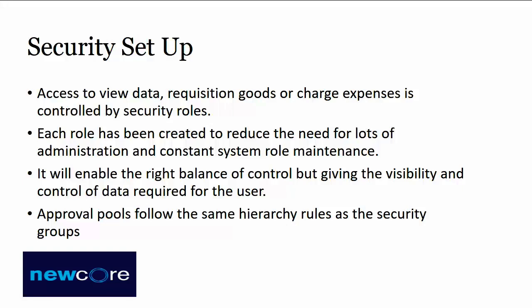So it's about, okay, you need to access a particular code. Do we restrict it or do we give it to you? In the majority of cases, the answer is that you will probably have access to what you need to access. And by the way, the approval pools, so for all those different requisition orders, I'll tackle approval later, follow the same hierarchy rules as the security group. So those pools are sitting in those 38 security groupings.